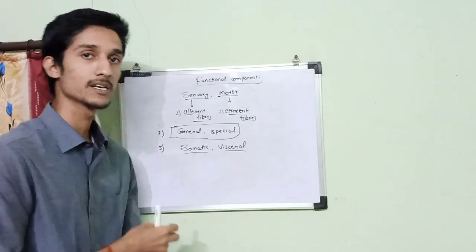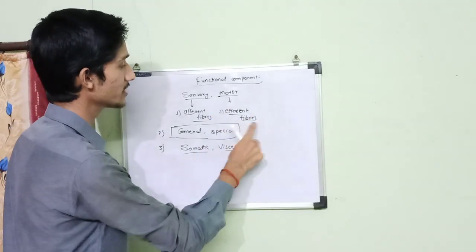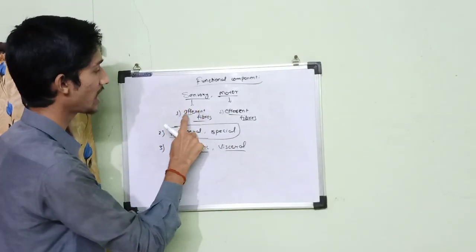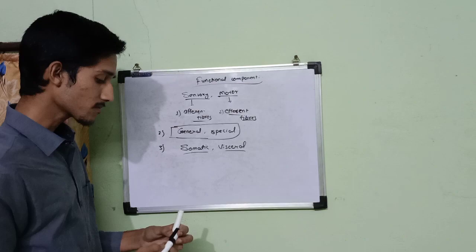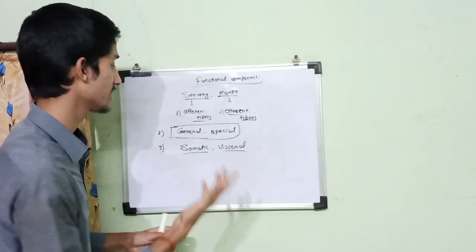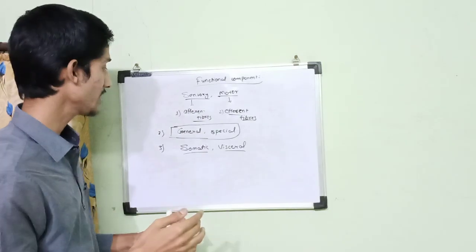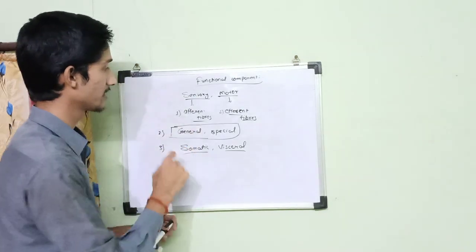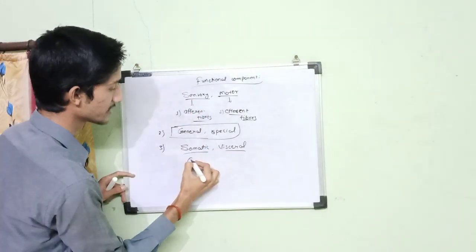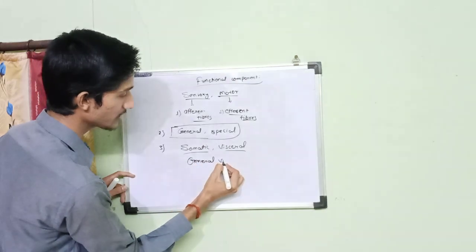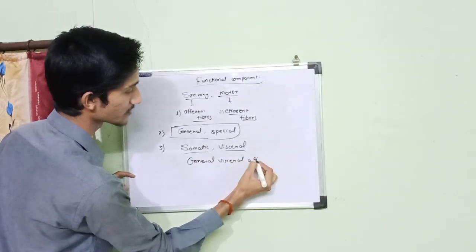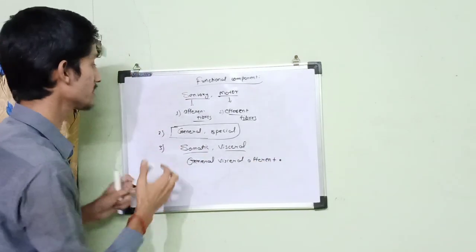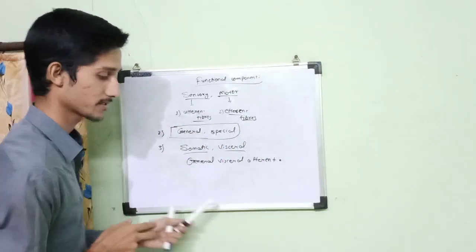If we have motor fibers, then we are going to use the efferent term there, and if we have sensory fibers, we are going to use the afferent term there. If we have general sensory fibers, then we are going to say general afferent fibers. If we have any fiber supplying the viscera and it is general and sensory in nature, then we are going to say it as general visceral afferent. So the whole play of functional components surrounds these 3 points. So let's continue.